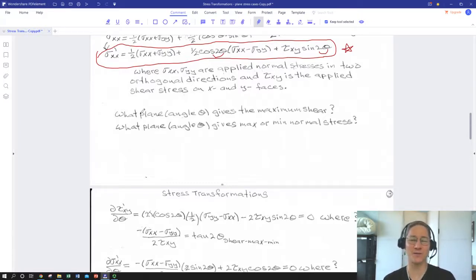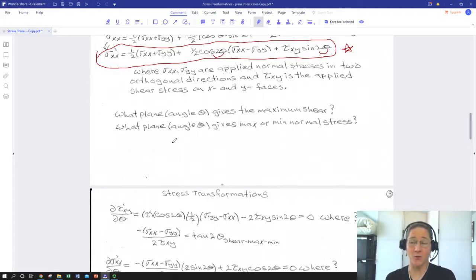One, the angle of maximum shear, and number 2, the angle at which we have a maximum or minimum normal stress. So when we say maximum and minimum normal here, we mean algebraic maximum and minimum. So not just the magnitude, irrespective of sign. Sign matters. So in this case, if the maximum stress was 10 megapascals and the minimum stress was -2, maximum is 10, minimum is -2.